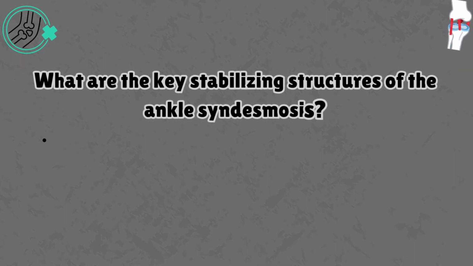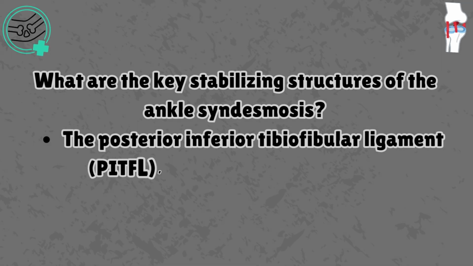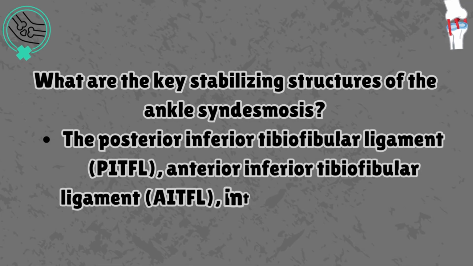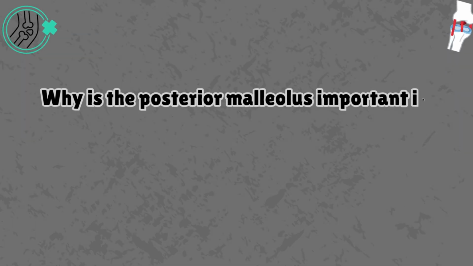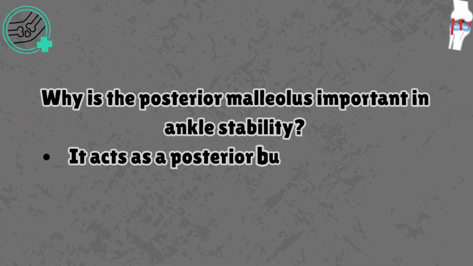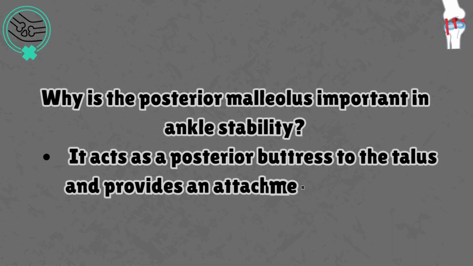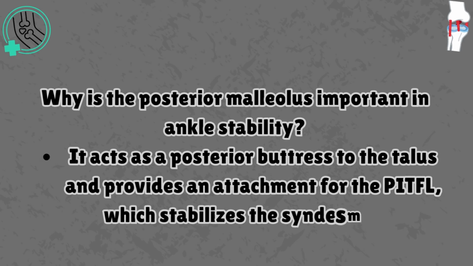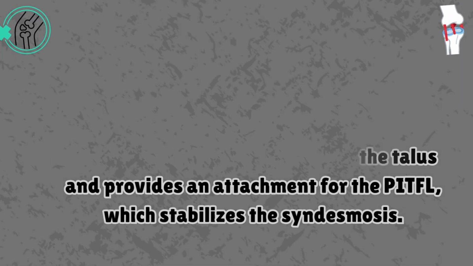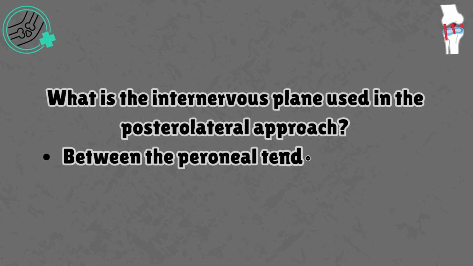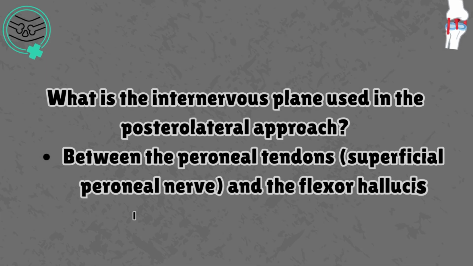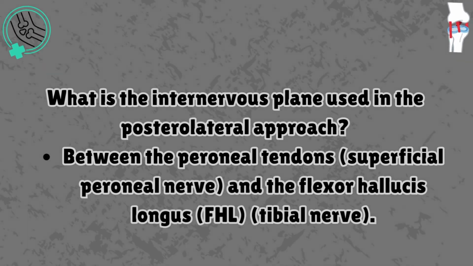What are the key stabilizing structures of the ankle syndesmosis? The posterior inferior tibiofibular ligament, anterior inferior tibiofibular ligament, interosseous membrane, and interosseous ligament. Why is the posterior malleolus important in ankle stability? It acts as a posterior buttress to the talus and provides an attachment for the posterior inferior tibiofibular ligament, which stabilizes the syndesmosis. What is the internervous plane used in the posterolateral approach? Between the peroneal tendons, superficial peroneal nerve, and the flexor hallucis longus.